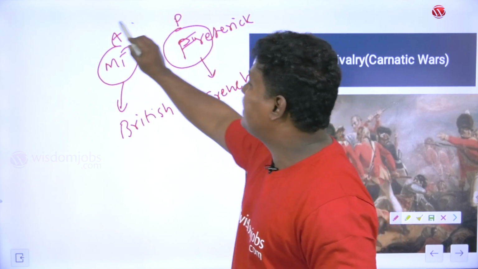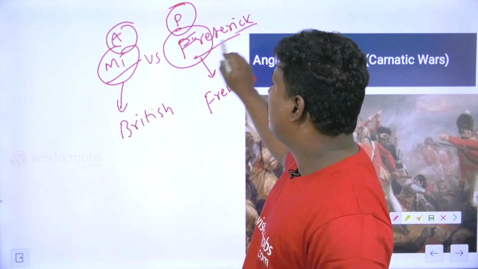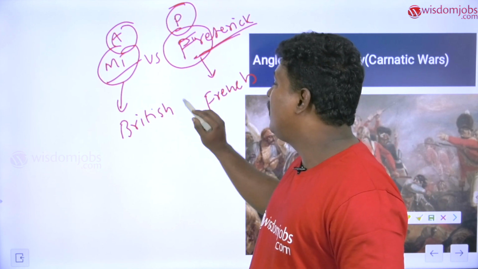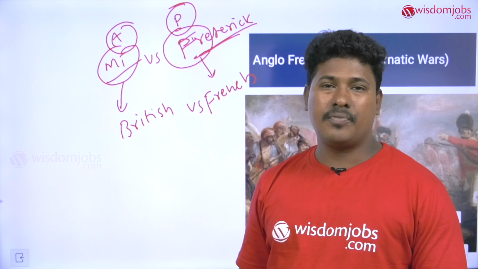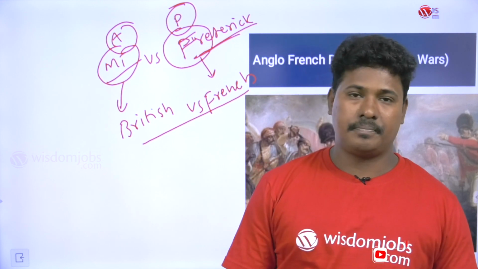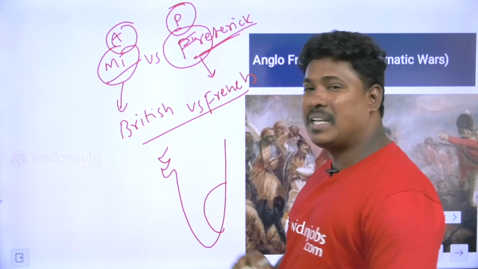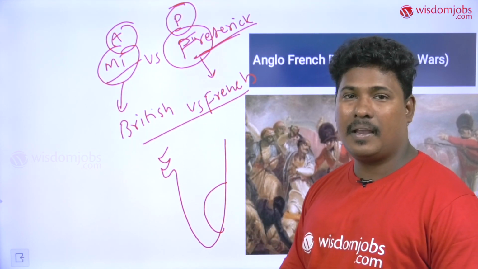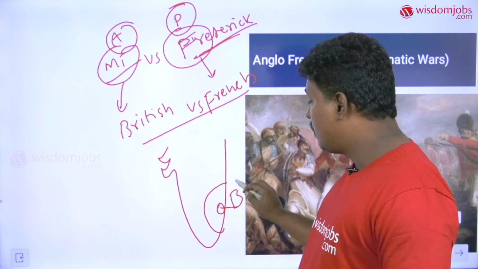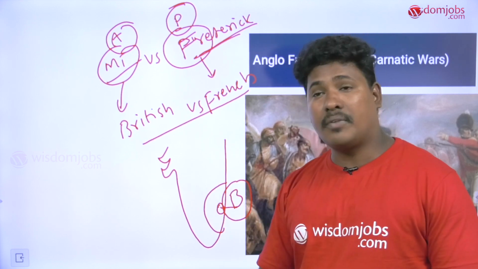The war between Austria and Prussia, between Maria Theresa and Frederick the Great of Prussia, became the war between British and French. British and French forces started fighting each other. At the same time, in India, Madras was the first presidency of the British, an important settlement and the headquarters of the British in southern India.